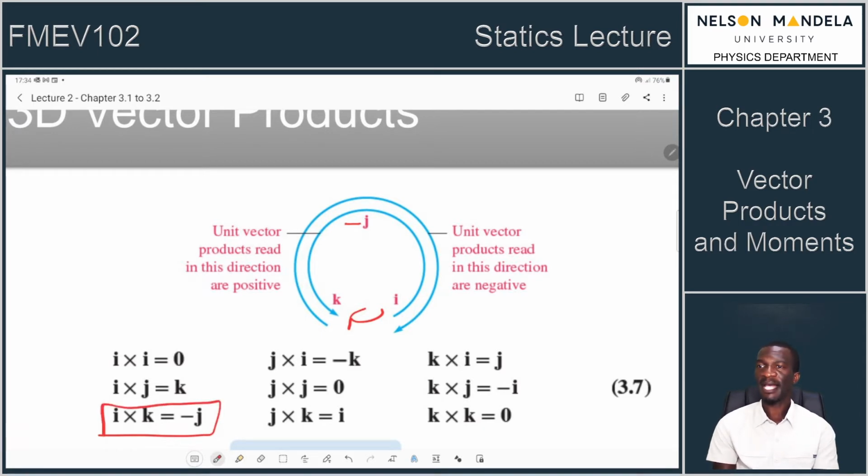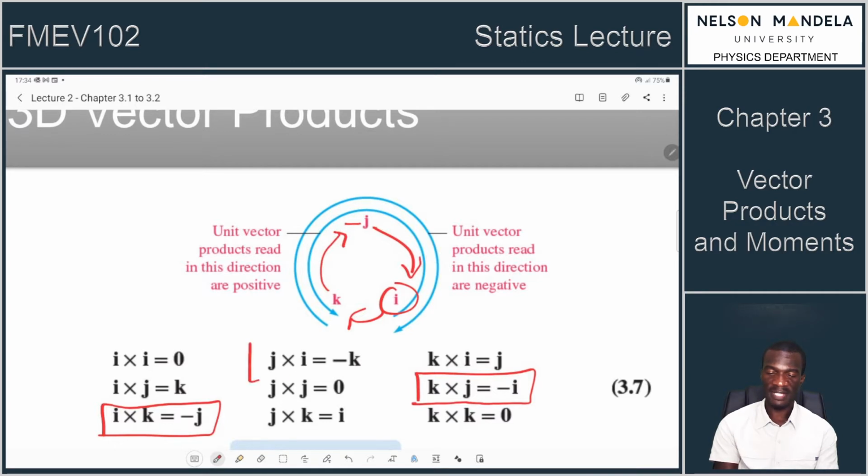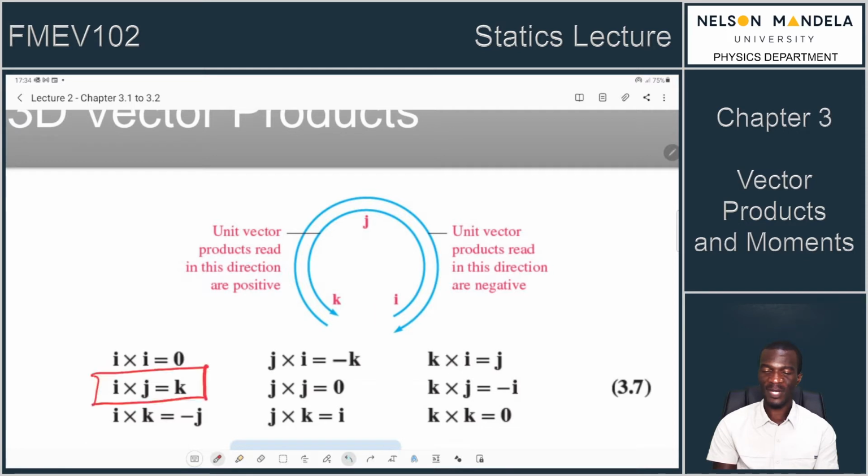The same applies if we now say k cross j. k cross j will give us a negative i. How about j cross i? j cross i will give us a negative k. So all these are just straightforward methods of remembering how to figure out the cross product in 3 dimensions. Okay. The important ones, I think you already know this.